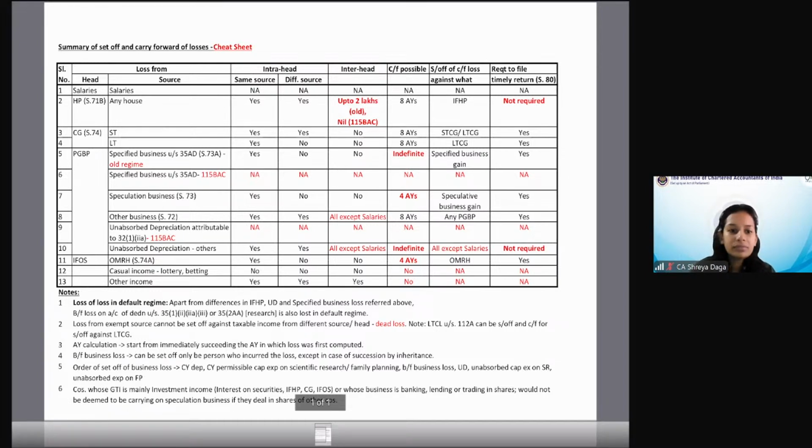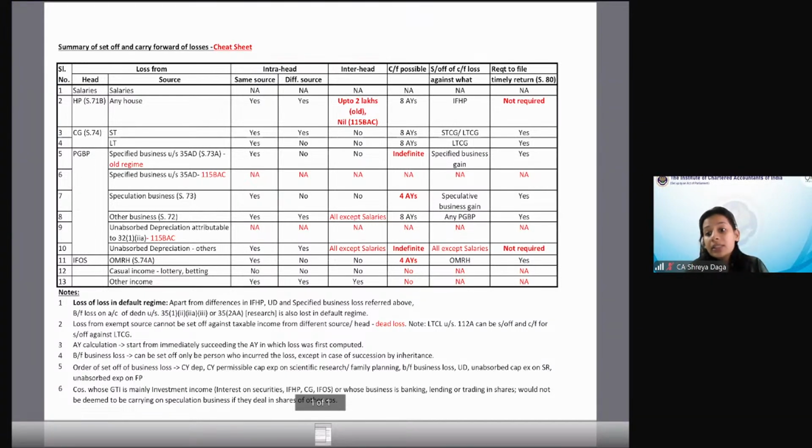Is it okay? See, now there's a column on same source. See, it's yes for them also, 4, 5 and 7. But it's a no in the different source intra-head column. Did you understand? Points 4, 5: brought forward business loss can be set off only by the person who incurred the loss, except in case of succession by inheritance. We discussed that. Order of set off of business loss, first 1, 2, 3, 4, 5, 6. We discussed that.